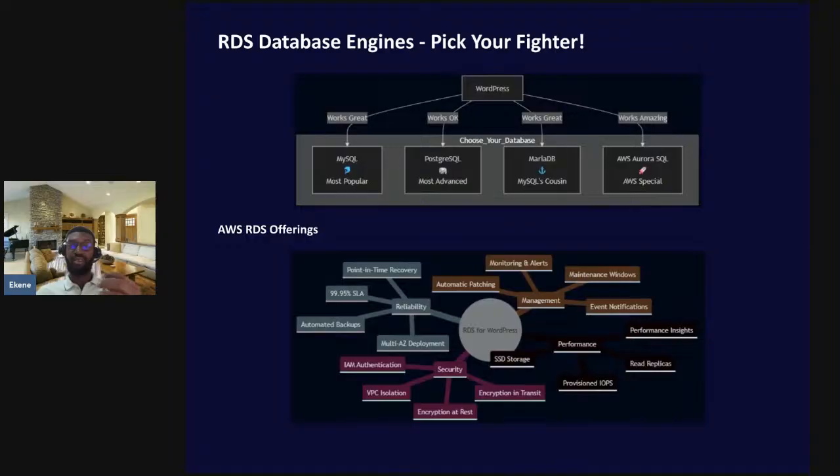So you might ask yourself, what's the difference between AWS Aurora SQL and the other MySQL or Postgres? The difference between normal MySQL and AWS Aurora MySQL, you will see when we get to the console, when we're setting up the database. They're actually the same tool, but Aurora is a special type of MySQL from AWS.